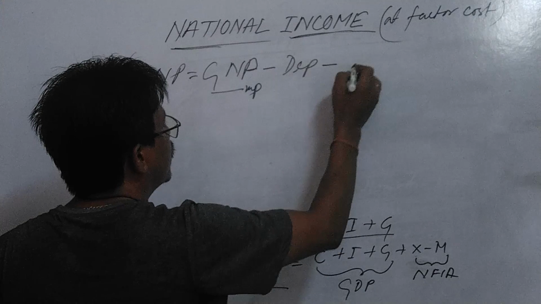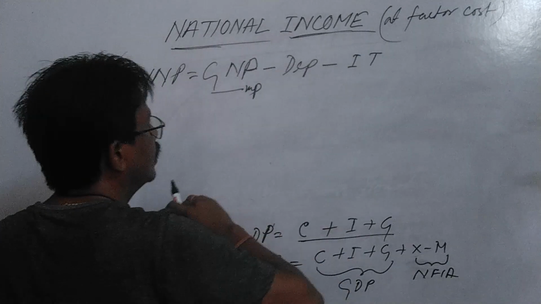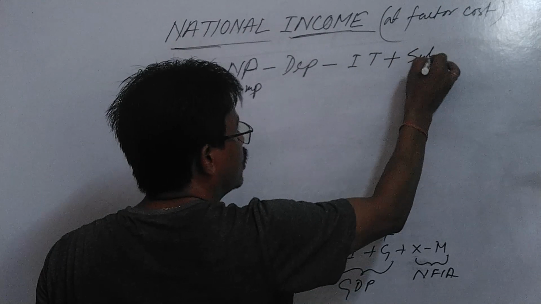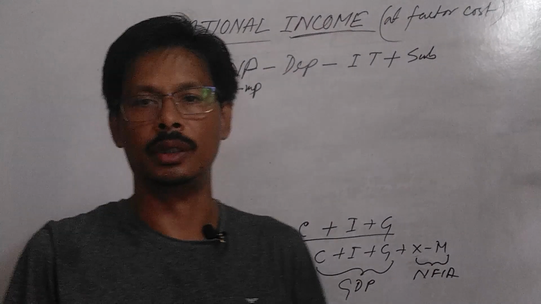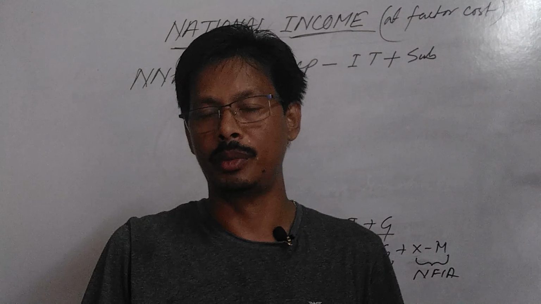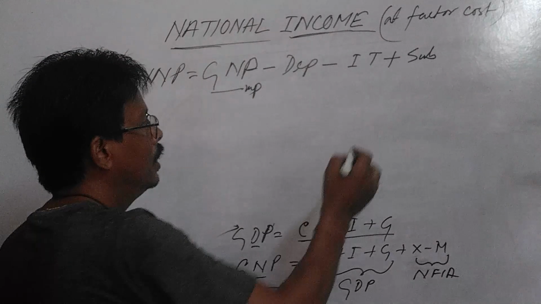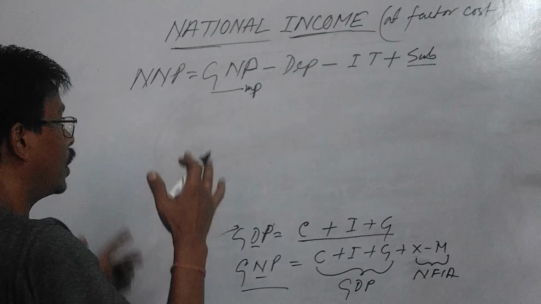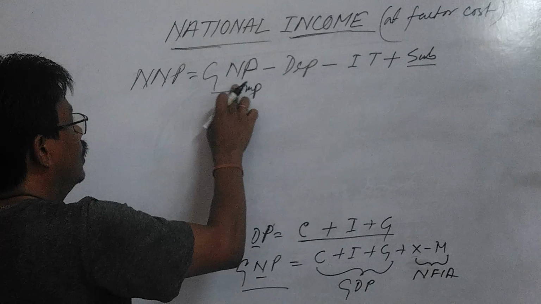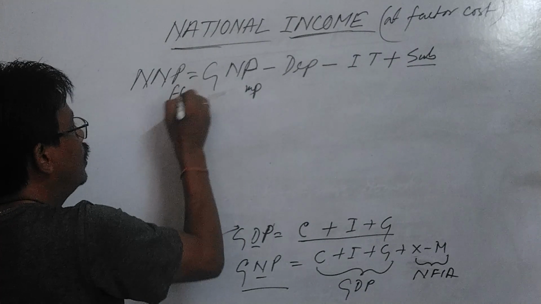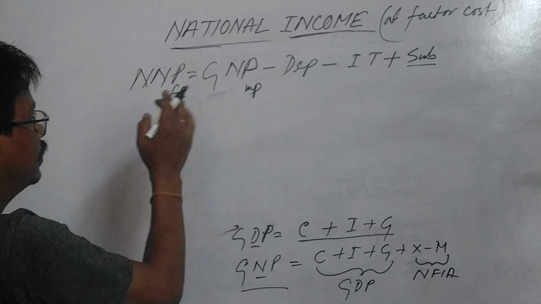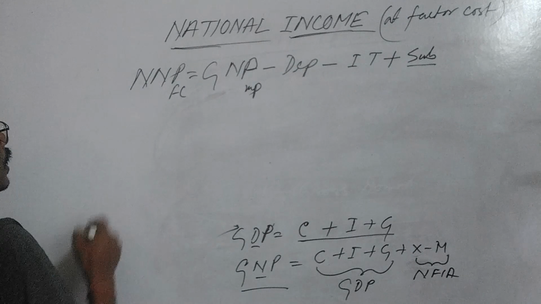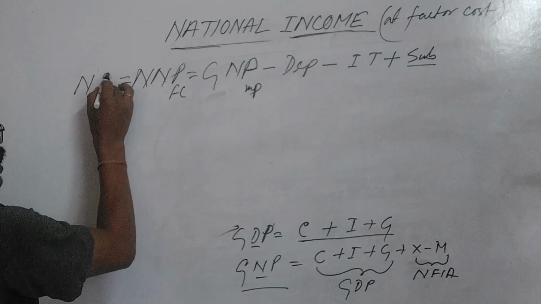We need to subtract indirect tax, because market price always includes indirect tax, and add subsidies. Normally governments provide subsidies to producers related to goods and services. That should be accounted so that we can obtain the actual value of the goods and services produced. Then only it will become factor cost. If we like to convert it, then we have to subtract indirect tax and add subsidies. Then we will obtain national income.